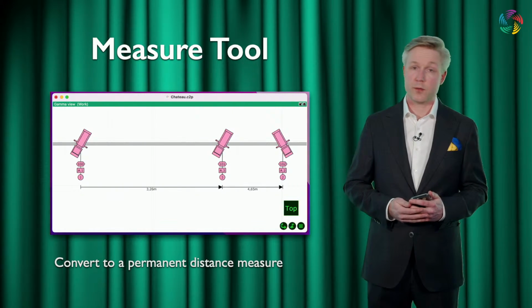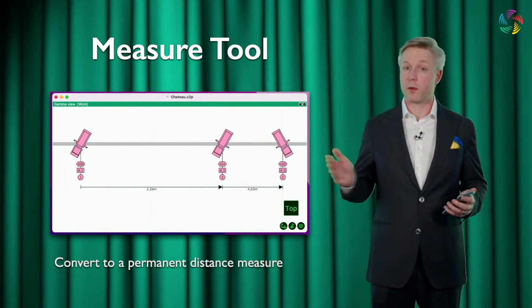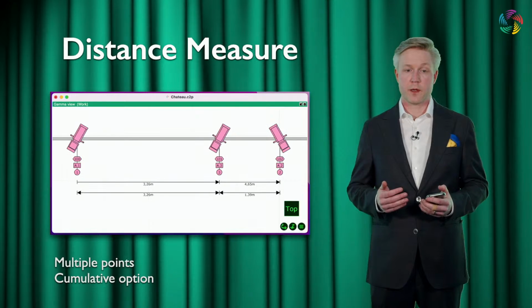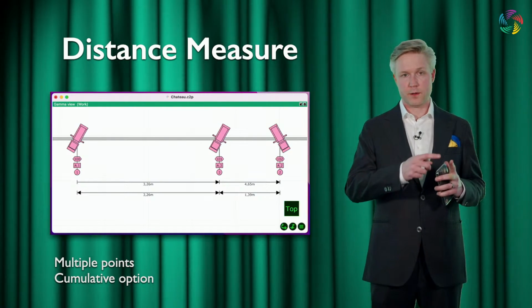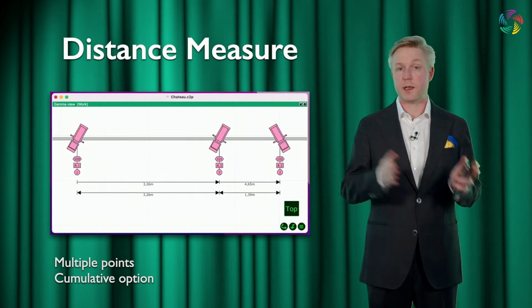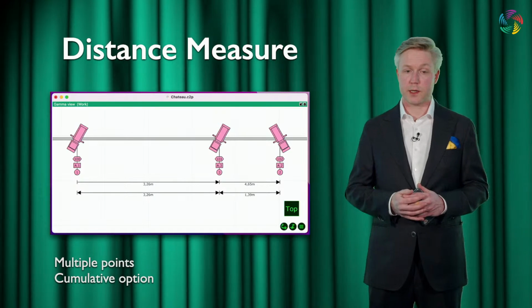Another improvement in 2022 is that distance measures can now contain multiple points. There is also an option that we call cumulative that lets you choose whether the distance accumulates at every point or whether you are measuring individual segments. Both options are shown in this image.